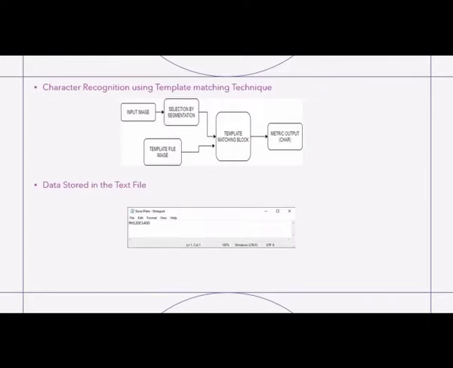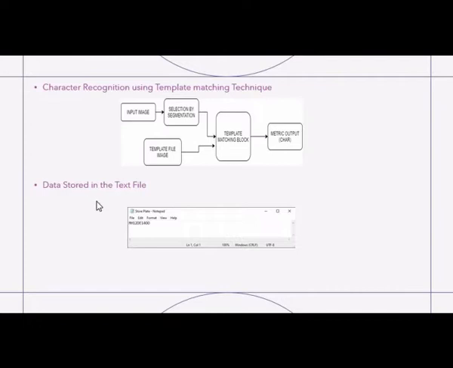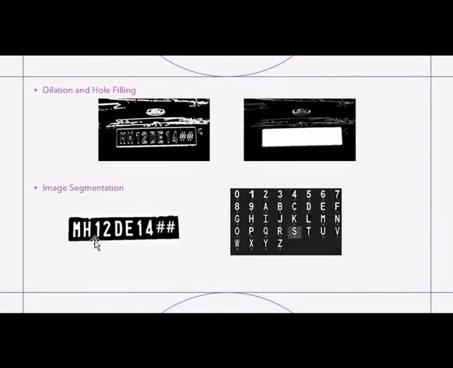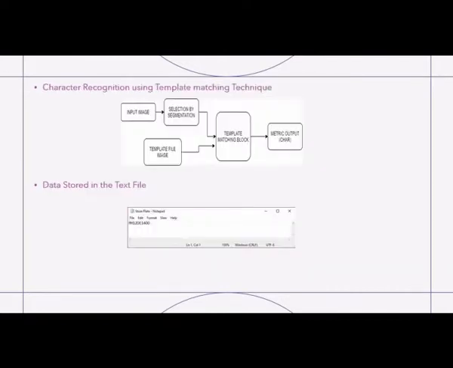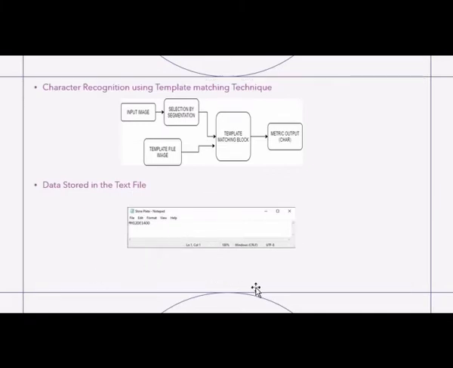The first one is the input image, which is this one, and then selection by segmentation, where we segment the characters one by one, and then we match them with the template file image, and the template matching block will run its program to get the output for the character recognition. Lastly, we store the data in a text file. This is the example. So that's all from me. My friend will explain more about our system after this.